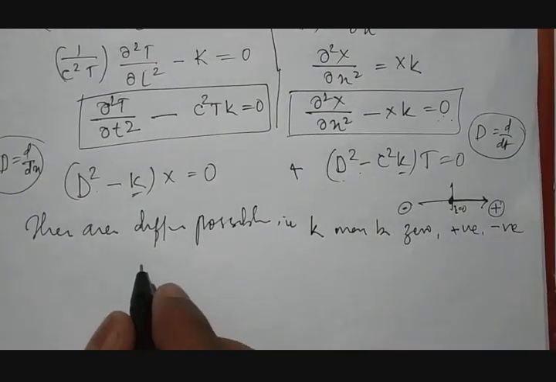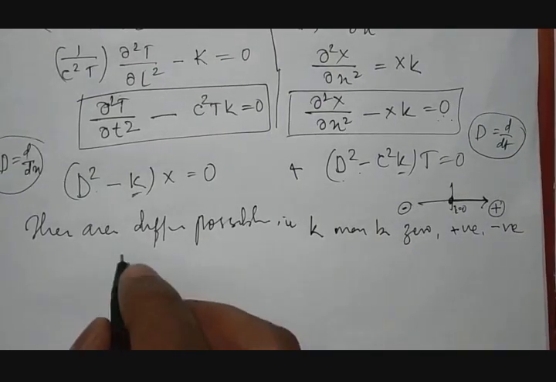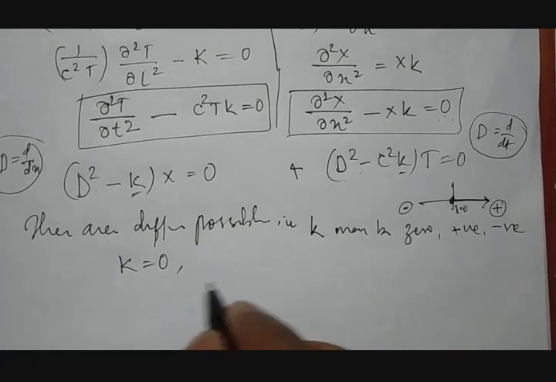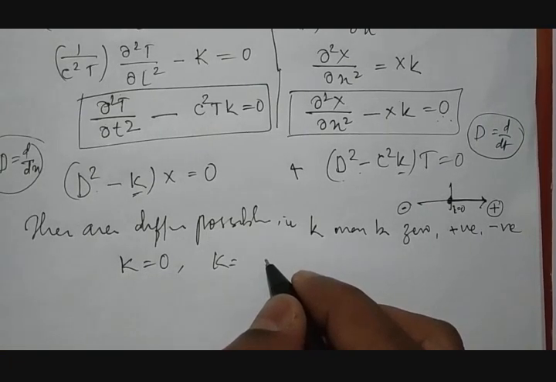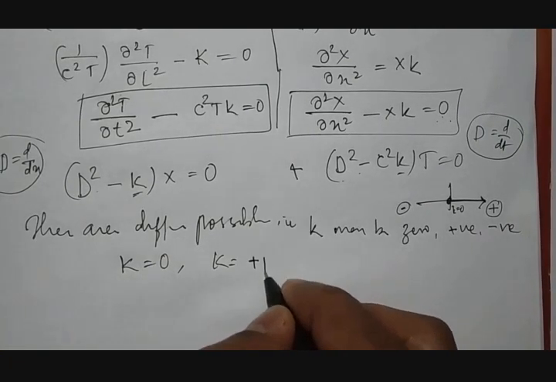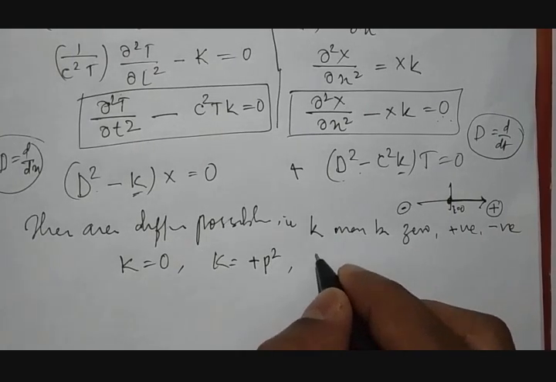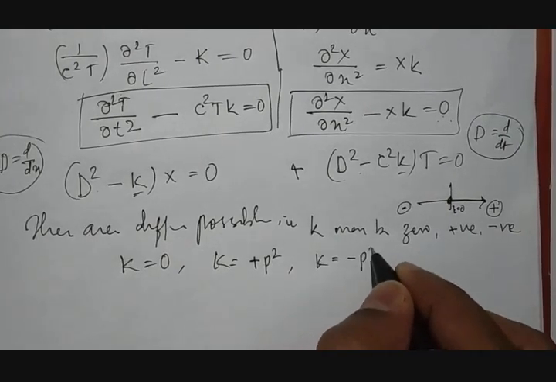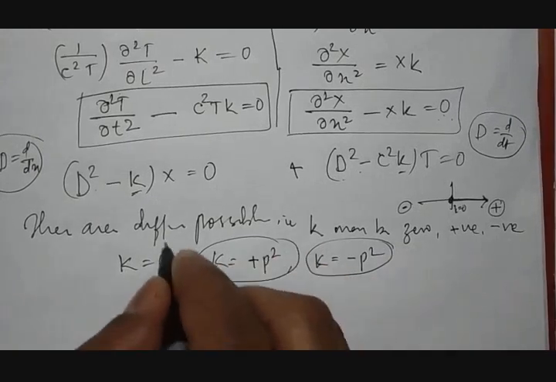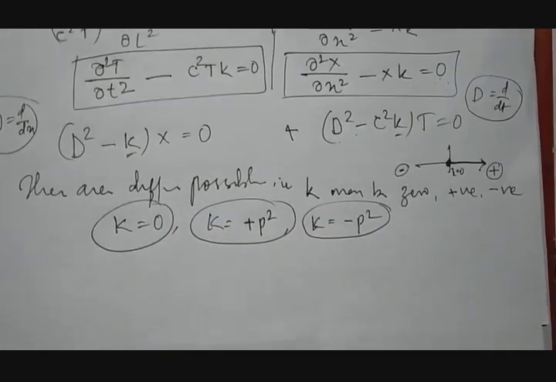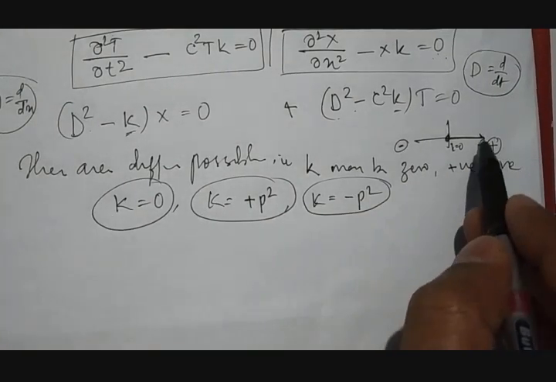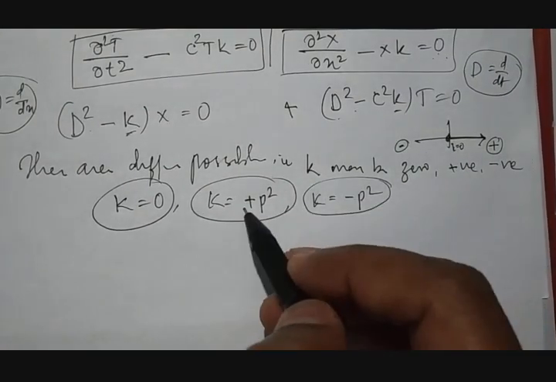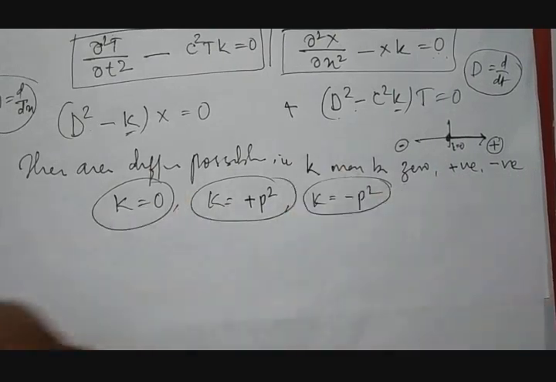But how do you write this? I take k is equal to 0. Then second, k is positive. When k is positive, how do you represent this? How do you say that it is positive? So I'll take plus p square. Fine. The other one I take minus p square. So these are three different cases. If that k exactly stays at the origin, k is 0. If it starts moving towards the positive side, p square. Negative side, minus p square.